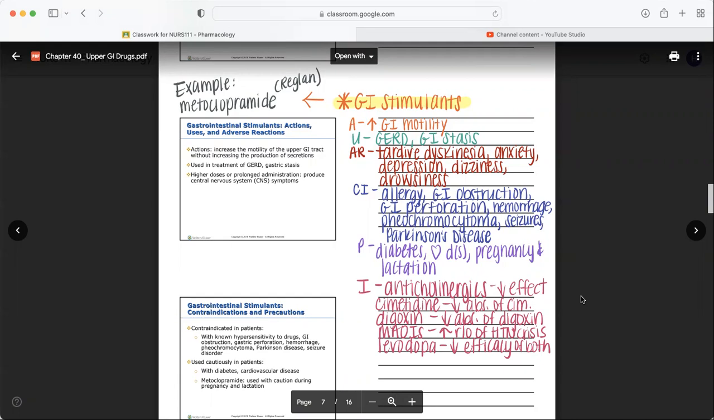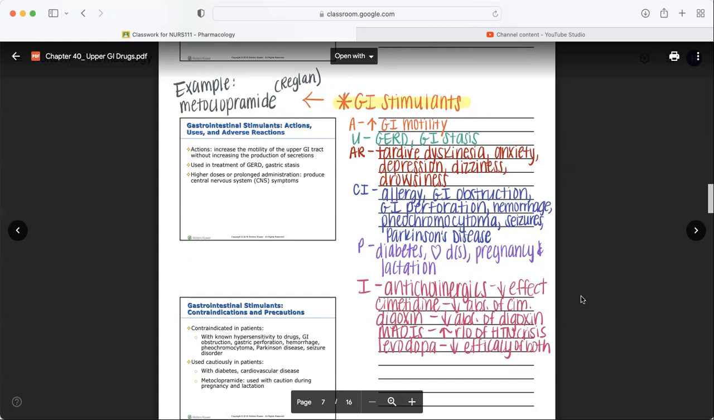Shouldn't take it if you're allergic. Definitely not if you have an obstruction or perforation in your GI tract. Moving things along faster is not going to help if you've got a big clog in there or it's broken open into your body. Hemorrhage, if you're bleeding, right? If you have a tumor on your adrenal gland, pheochromocytoma, if you have seizure disorder or Parkinson's disease, let's not use a GI stimulant. And be careful if you've got diabetes, heart disease, you're pregnant, or you're lactating.